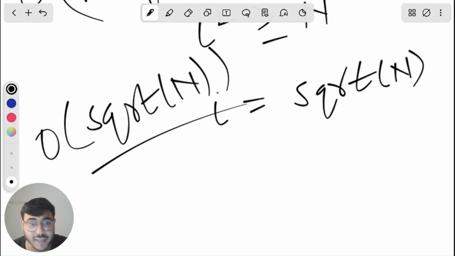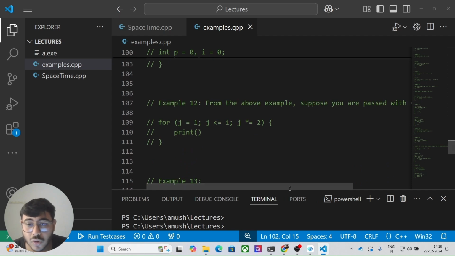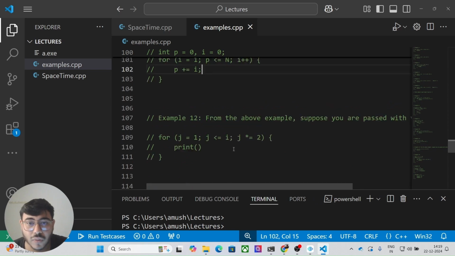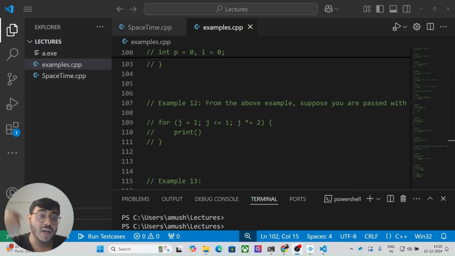Okay, let's go to the next example. We have the 12th example. From the above example, suppose you are passed with the values of P and I. So now our loop will work how many times? J equal to 1, j less than equal to I, and j multiplied by 2 each time. ठीक है, आई होप यू अंडरस्टैंड कि ये कैसे काम कर रहा है. जो प्रीवियस वाला एग्जांपल था उसमें से हम I की वैल्यू उठाने वाले हैं, जो I की end में वैल्यू होगी उसको use करने वाले हैं इस algorithm में, right? यहाँ पर your loop is starting from 1 going up to I and every time we are multiplying by 2. So how many times will this work?